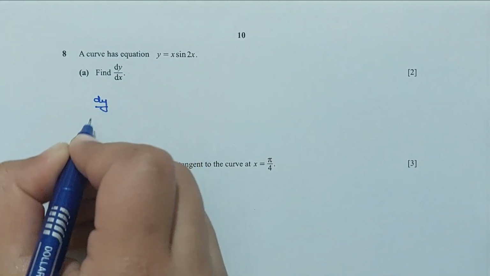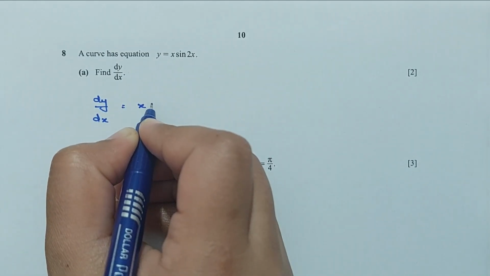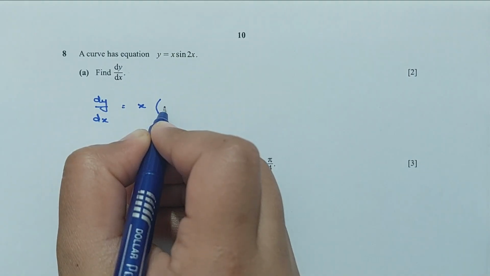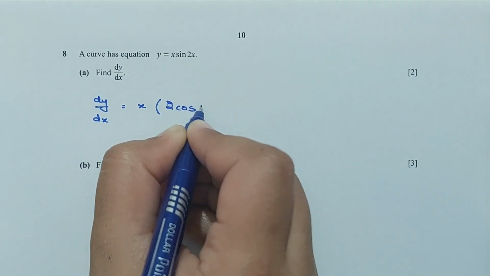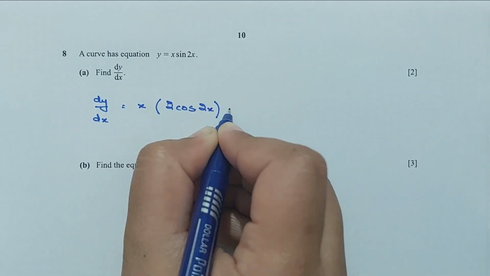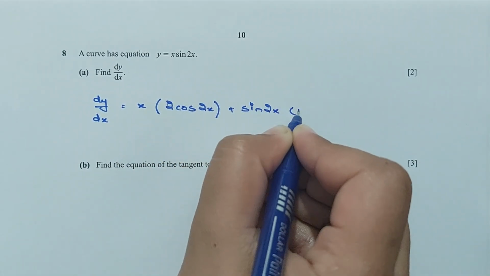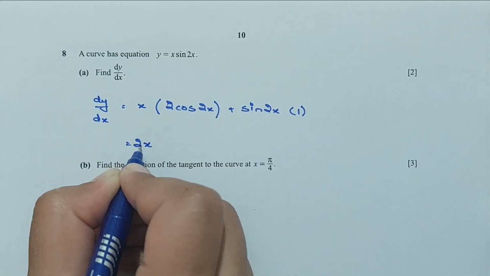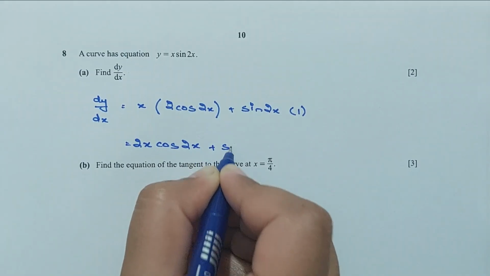So dy over dx: the first function is as it is, x, times the derivative of the second function. The derivative of sine 2x is cos 2x times 2, so 2 cos 2x, plus sine 2x as it is and the derivative of x, which is just 1. So dy by dx is x times 2 cos 2x plus sine 2x.